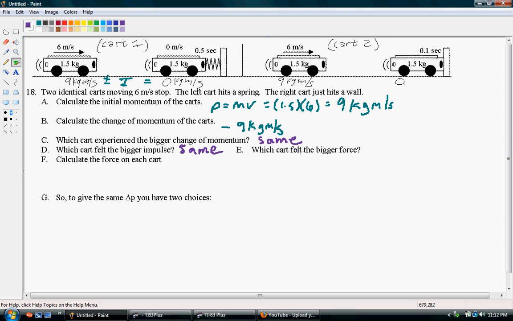Okay, but which cart felt the bigger force? Well, impulse is equal to force times time. So if you have a smaller time, you have to have a bigger force. So out of these two, the spring took 0.5 seconds to stop, the wall took 0.1 seconds to stop. So this has a smaller time, so cart 2 is going to have the bigger force.